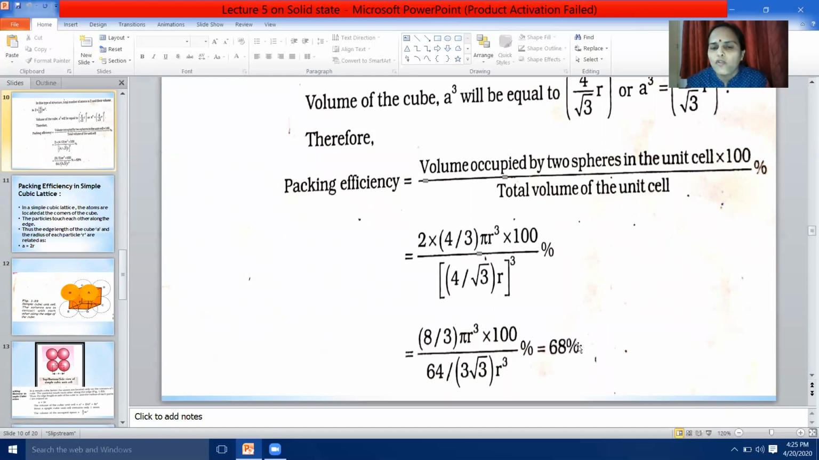68%. On putting the value of pi as 22 by 7 or 3.14, I get the packing efficiency in case of BCC as 68%. Previously, I calculated for HCP or CCP arrangement. In HCP or CCP arrangement, we get the packing efficiency as 74%. Second case, we calculated the packing efficiency in BCC, body centered cubic unit cell. In BCC, the packing efficiency comes out to be 68%. I hope I am clear with that.